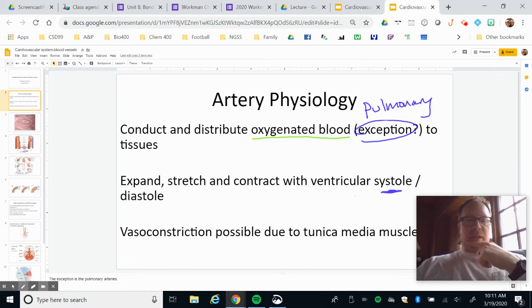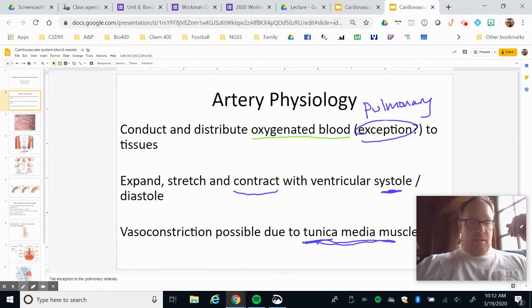The other thing that's kind of interesting is that arteries can contract, and they contract because they have musculature, which is known as tunica media. Let's move on to the next slide here.